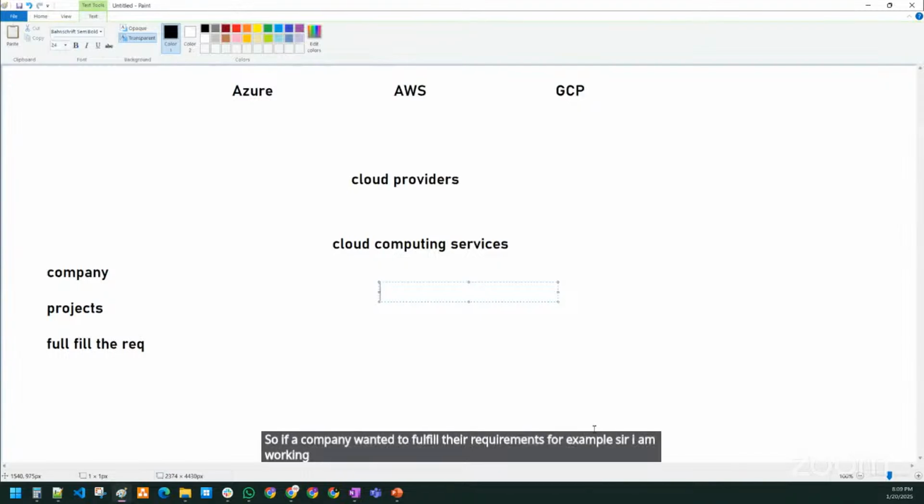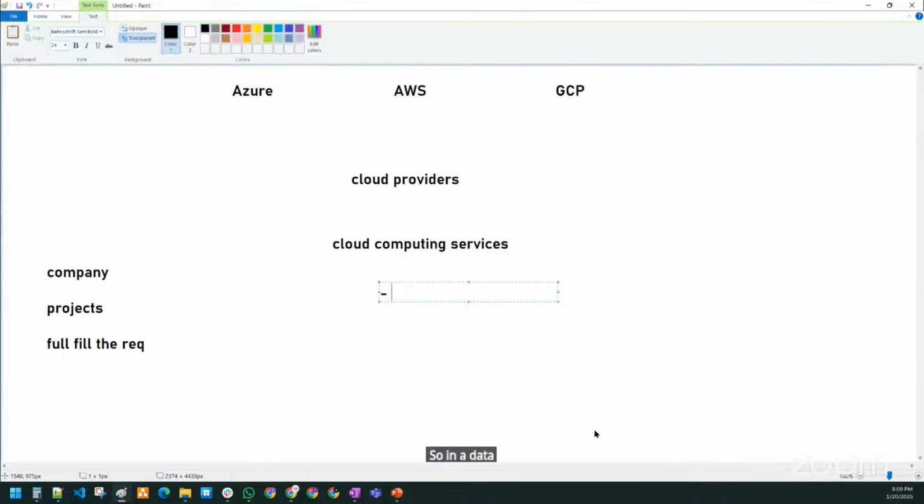So if a company wants to fulfill their requirements, for example, say I am working in a data engineering project. In a data engineering world, you may have to collect the data, or store the data, or process the data, or analyze the data. So whatever the things that you want to do.